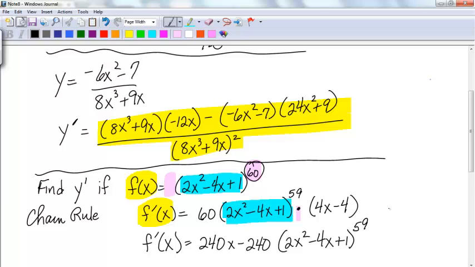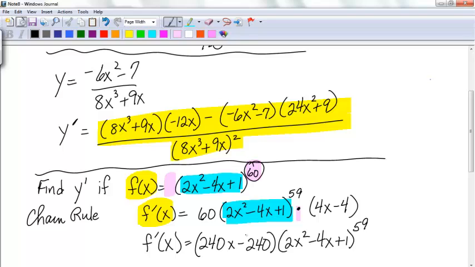Now, there's an error in that answer. What did I do wrong? Yep, I need parentheses around this. If you don't have parentheses around that, it's just the 240 times everything. No, it's that quantity.